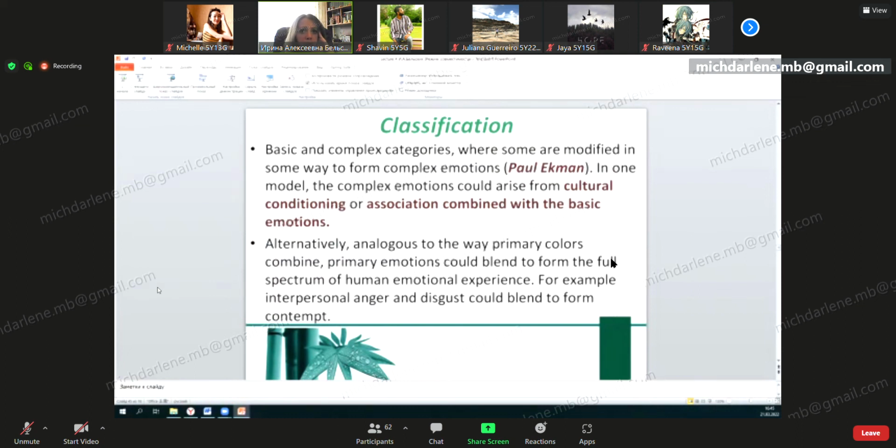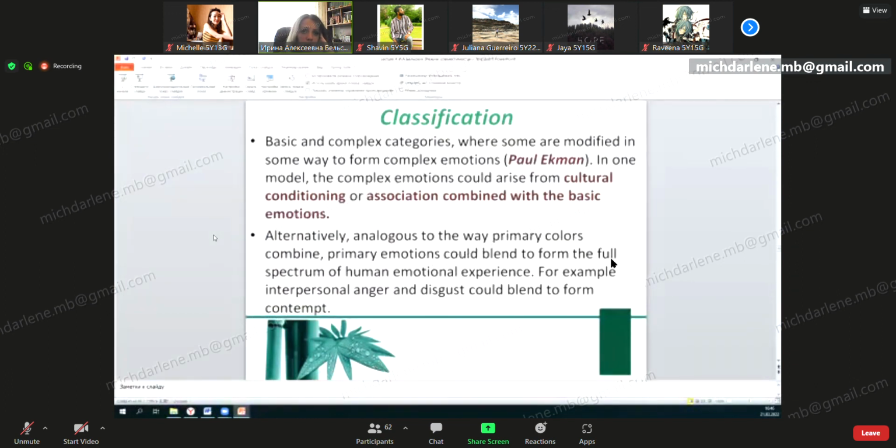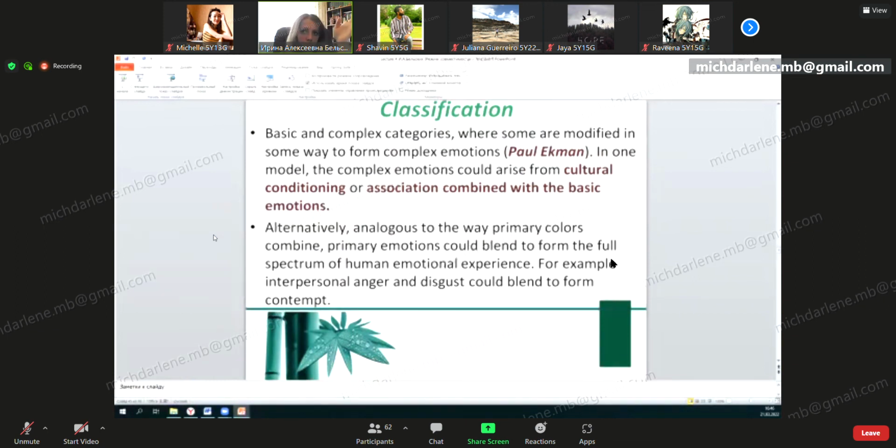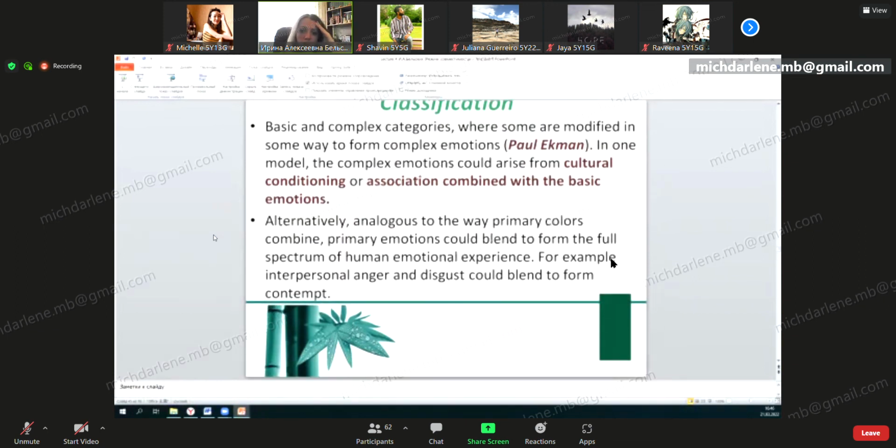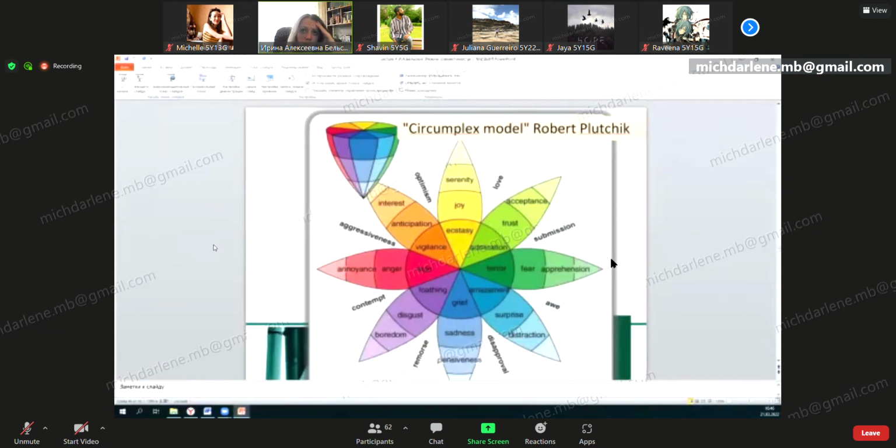For example, interpersonal anger and disgust could blend into contempt. These are primary emotions, a kind of cognitive process. Next comes Robert Plutchik.